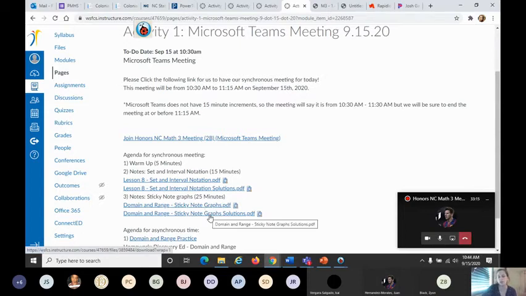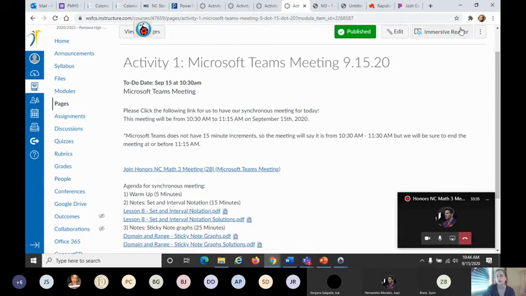So make sure that you have those up. And the solutions for them are right here if you feel like you're not keeping up. And then today's classwork will be this domain and range practice. And then you have a Discovery Ed activity for domain and range in activity 3 for your homework. Okay, so we're going to start with this set and interval notation.